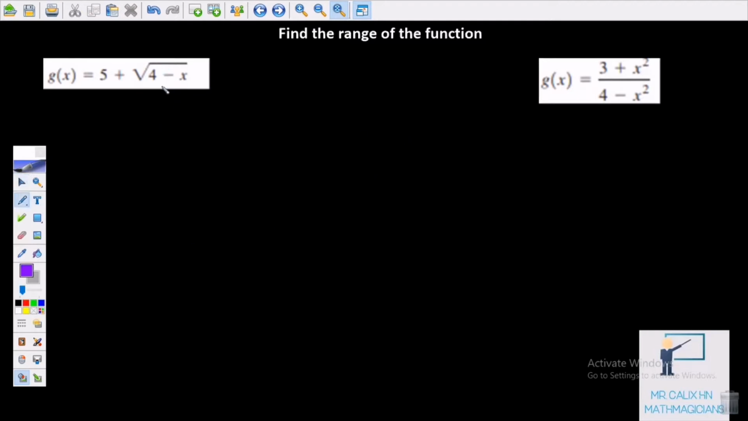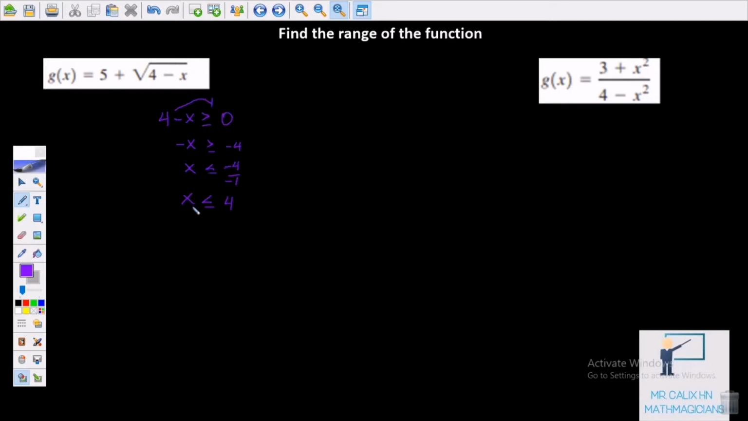To find the starting point, we need to find the domain, where 4 minus x has to be greater or equal to 0. If we solve for x, we send the 4 to the other side as a subtraction. Negative x is greater or equal to negative 4. We send the negative to the other side and change the inequality, having negative 4 over negative 1. X has to be less or equal than 4. That means that our starting point has to start here at 4.